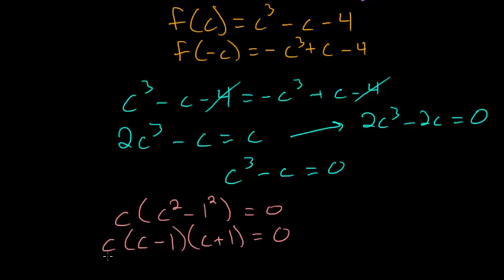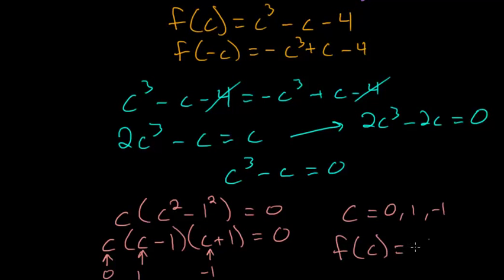And so here, if we plug in a 0, the entire expression on the left-hand side will be 0. This is also true if we plug in a 1 here or a negative 1 here. So c can be equal to 0, 1, and negative 1. And these values satisfy the equation f of c is equal to f of minus c. So these values of c are the final answers.